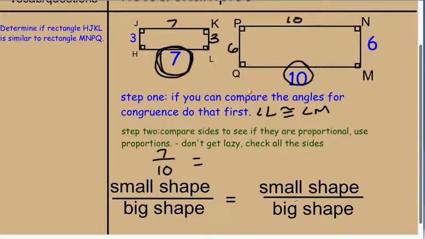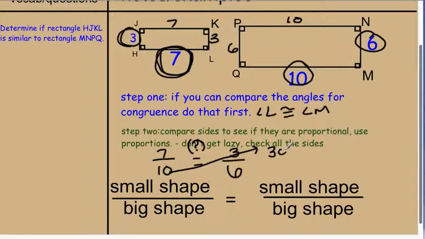I'm going to go back to the small shape. It's a 3. And what side on the big shape corresponds to that is 6. Just like yesterday, we had to determine if these were proportional. So the question was, do these equal? Remember, we could reduce, we could turn them into decimals, or we could cross multiply. If I cross multiply here, I get 30. And if I cross multiply here, I get 42.